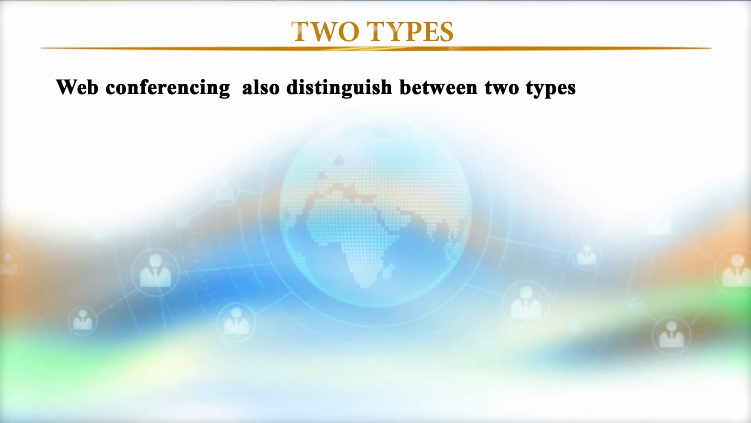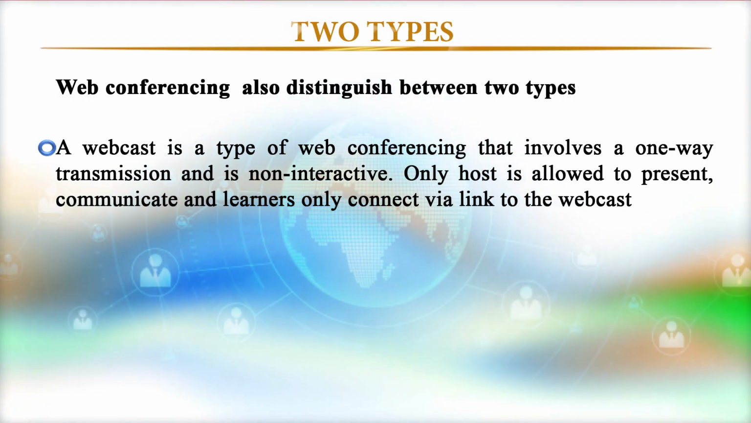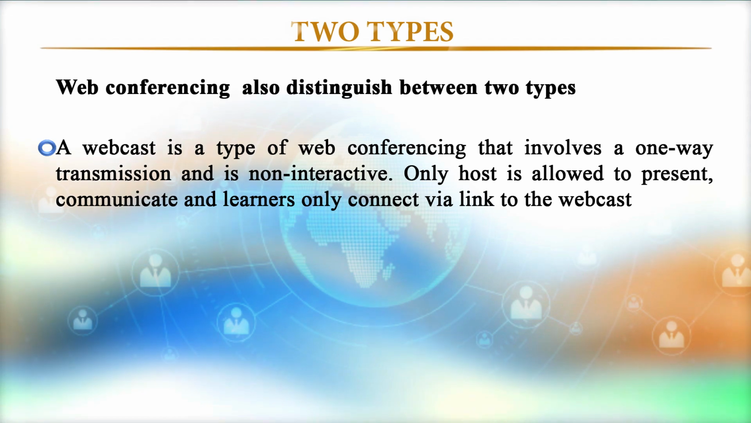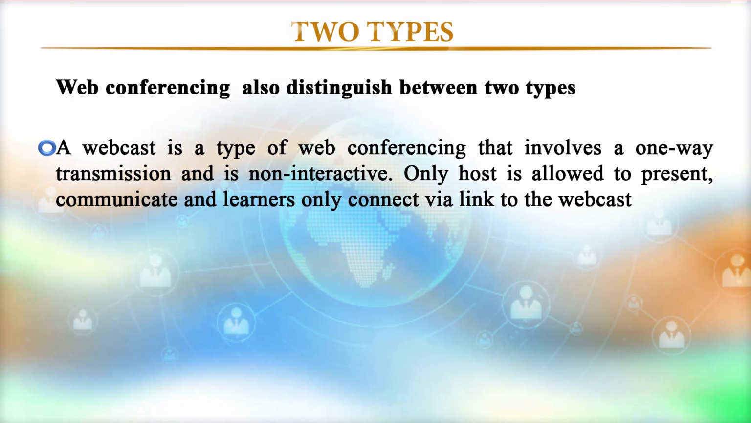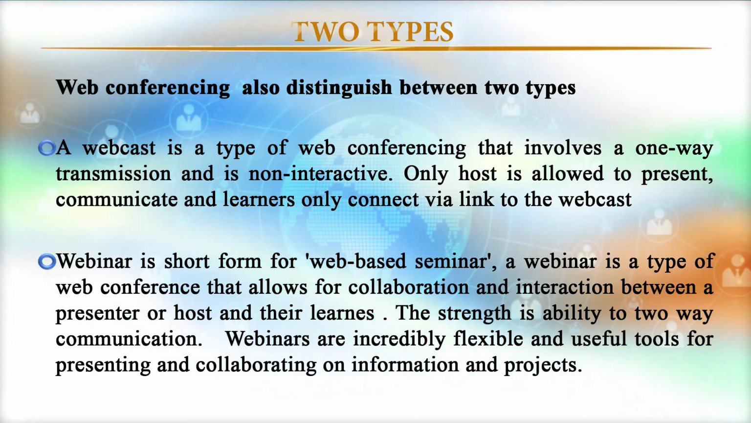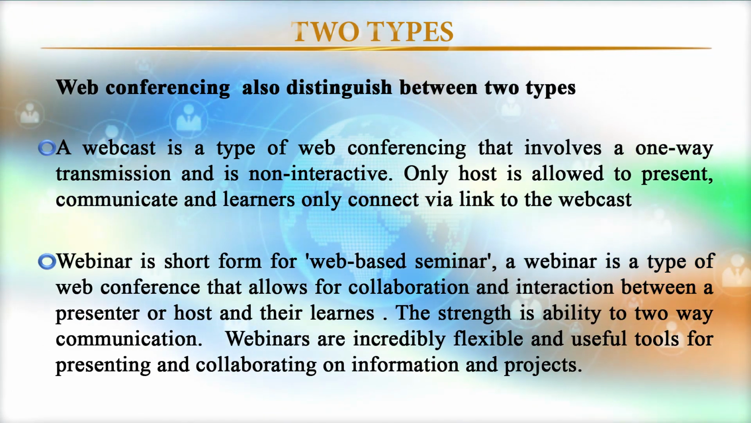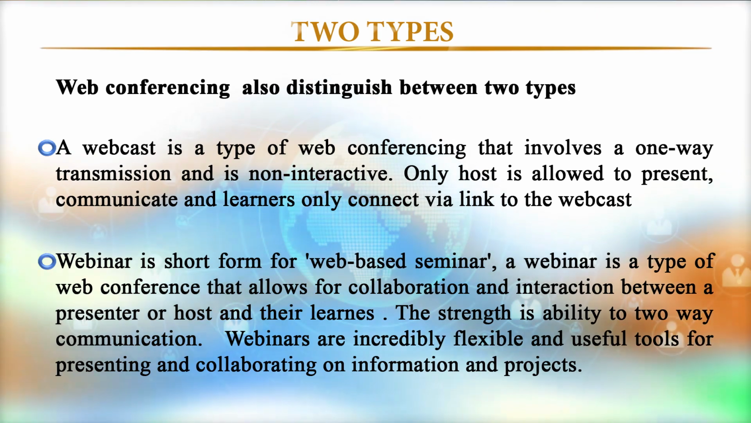Web conferencing can also be of two types. One is the webcast, where one person interacts with many in a sort of non-interactive mode. So if there's a lecture or an expert talking and others are listening, there's not much scope of interaction over this type of web conferencing. The other is the webinar, which is a short form of web-based seminar. It is a type of web conference which allows collaboration and interaction between the presenter and the learners. So the strength here is two-way communication, and the kind of interaction there is very good for knowledge building.